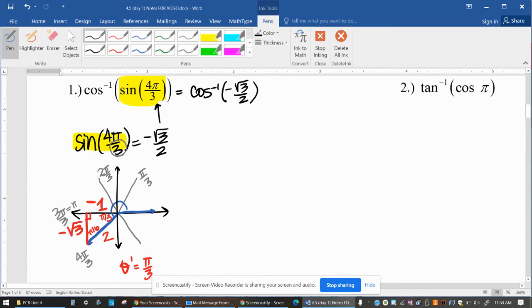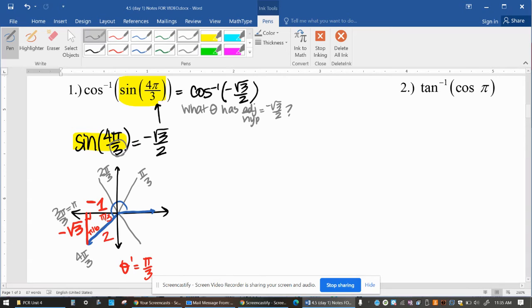Okay, so now it's cosine inverse of negative root 3 over 2. I just realized I might have said that wrong previously. So negative root 3 over 2. I hope I didn't say pi. Yikes! Okay, so now we are given the ratio and we need to find the angle, right? Because they're asking what angle has adjacent over hypotenuse that equals negative root 3 over 2? That's what they're asking us.